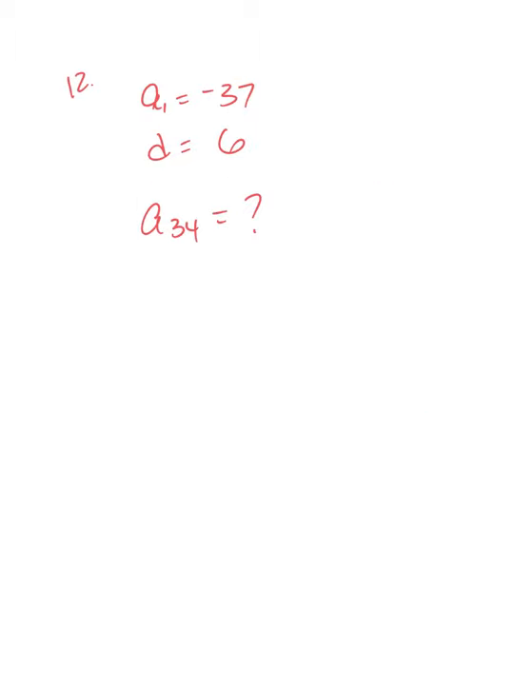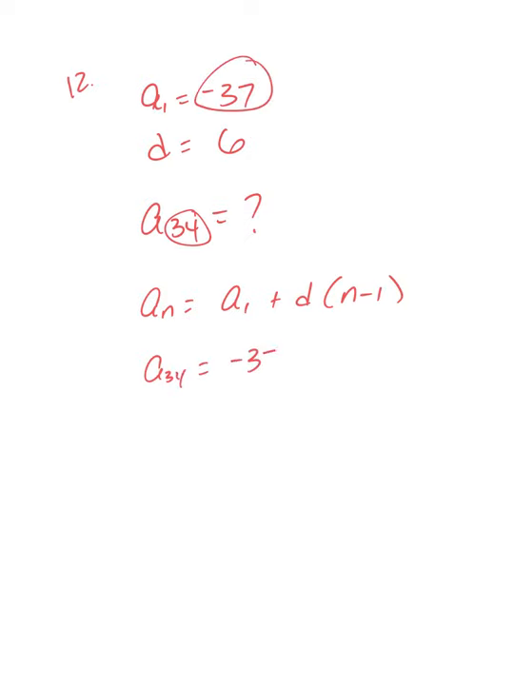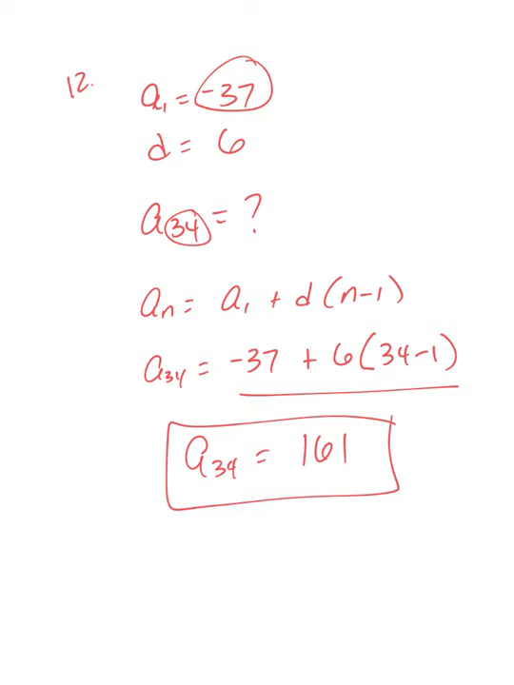On the second part, they're going to give you the first term and the distance between terms, which is what D is. And you're going to have to find A34, okay? Well, the formula is An equals A1 plus D times n minus 1. We know n is 34, so A34 equals -37 plus 6 times 34 minus 1. Go ahead and key that in. So do I write A34 equals 161? I think so. The 34th term is 161.